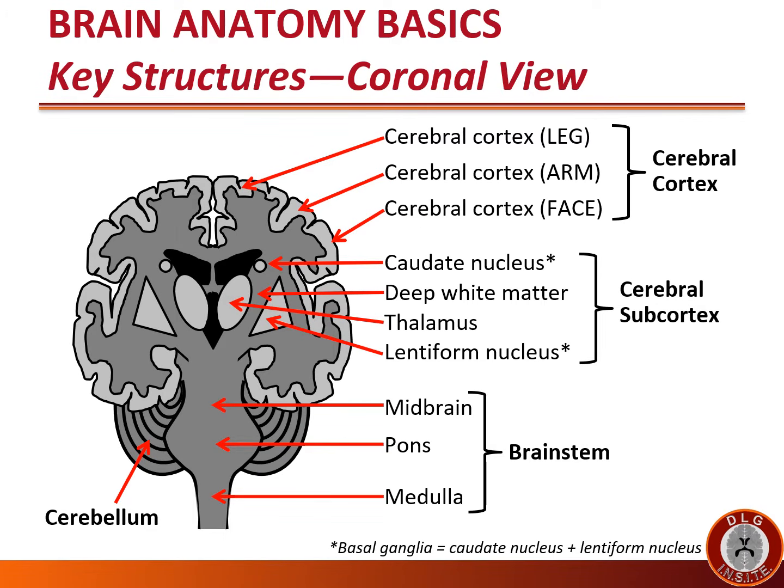This is the same coronal view of the brain with a little more detail. So one can see that the cerebral cortex in the frontoparietal area especially is divided into control of different parts of the body. The lateral part of the frontoparietal cortex is face, the superior lateral is arm, and the medial is leg. And in the subcortex, the basal ganglia consists of the caudate nucleus and the lentiform nucleus together. You also have the deep white matter and thalamus there. And then in the brainstem, the 3 components are midbrain, pons, and medulla.